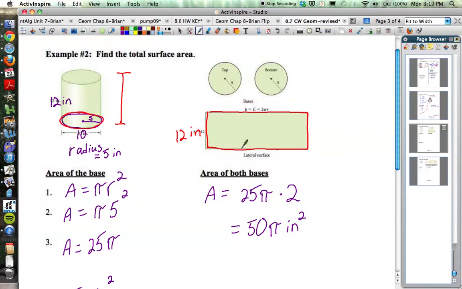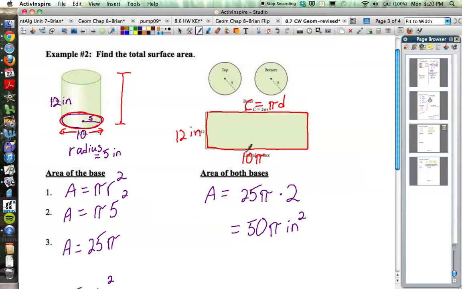So the base length right here, when you unfold it, becomes a rectangle, but that length is really the circumference of our circle. And remember, circumference is equal to pi times diameter. So in this particular problem, pi times diameter would be pi times 10, or 10 pi, because 10 is the diameter, back in our original drawing.